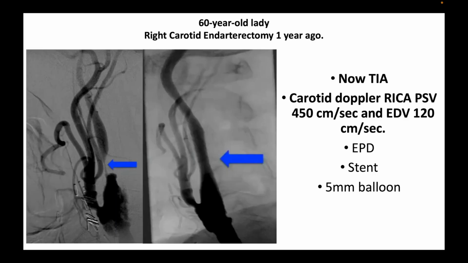Now this is a 60-year-old lady who underwent right carotid endarterectomy 1 year ago, and now she presents again with TIA and raised carotid Doppler velocities. You can see the restenosis in the area of endarterectomy, and this was treated in the usual way with a distal filter, stent, and a 5 millimeter balloon.